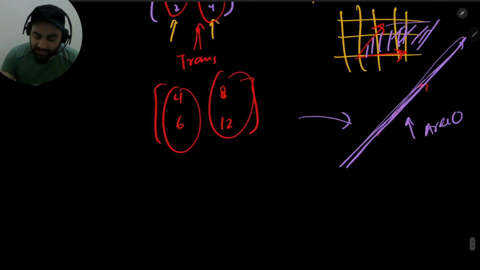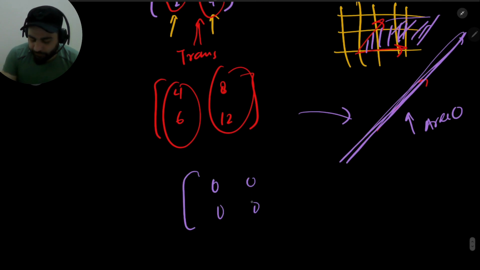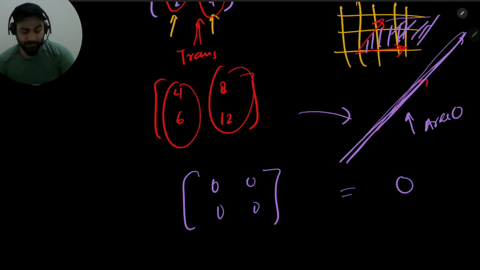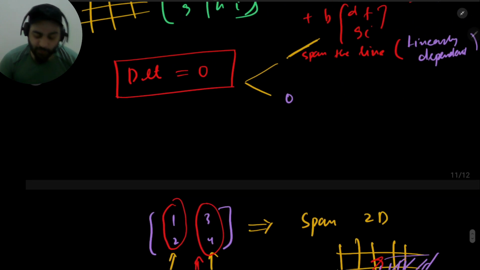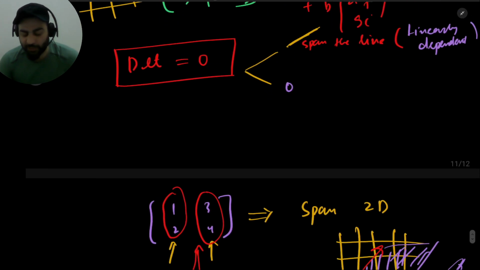And in the other case, if both of them land at 0, 0, or maybe one of them lands at 0, the area will become 0. That is the meaning of determinant becoming 0. Determinant can become 0 in two ways.